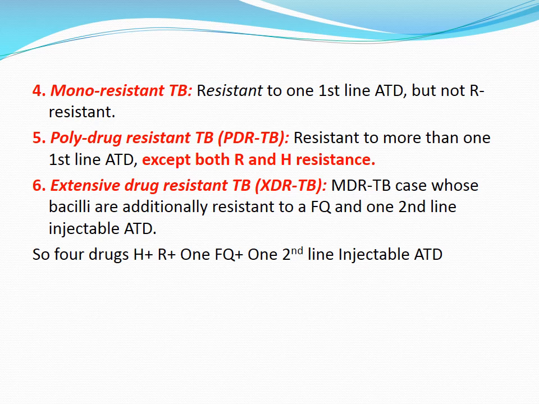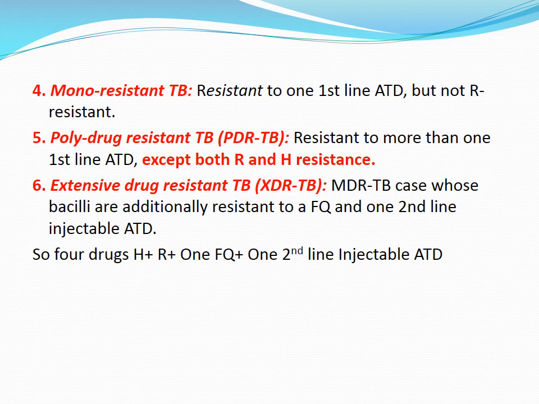Polydrug resistant tuberculosis. Here, the bacilli are resistant to more than one first line antitubercular drug, but they are not resistant to R and H. तो R और H छोड़ के बाकी जो तीन ड्रग बचे, pyrazinamide, ethambutol and streptomycin, उनमें से किसी दो ड्रग को bacilli they are resistant. Okay, like pyrazinamide, ethambutol or streptomycin, but they are not resistant to R and H, because if they are resistant to R and H, then we are going to classify that as a MDR tuberculosis and not as a PDR or polydrug resistant tuberculosis.